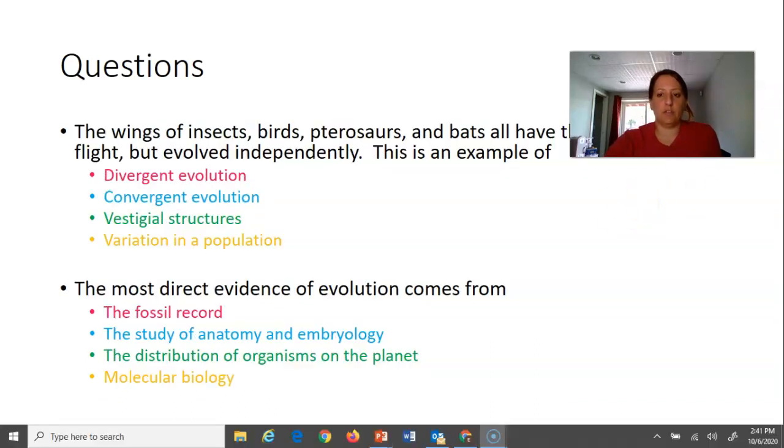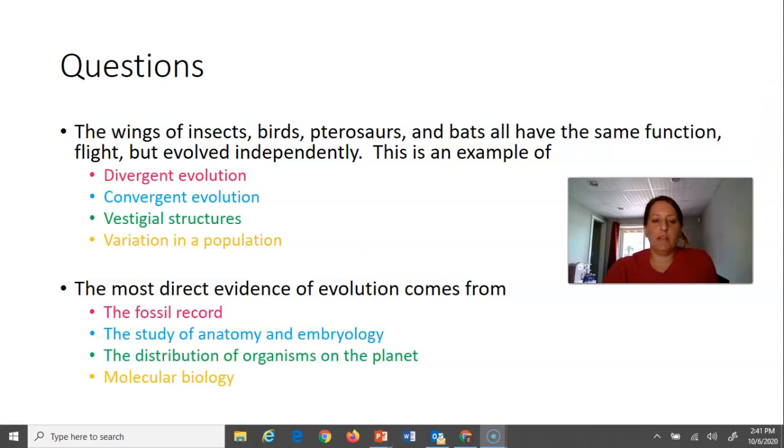Okay, next question. The wings of insects, birds, pterosaurs, okay, you may have heard of those, and bats, all have the same function, flight, but they evolved independently from each other. Is this an example of divergent evolution, convergent evolution, vestigial structures, or variation in a population?